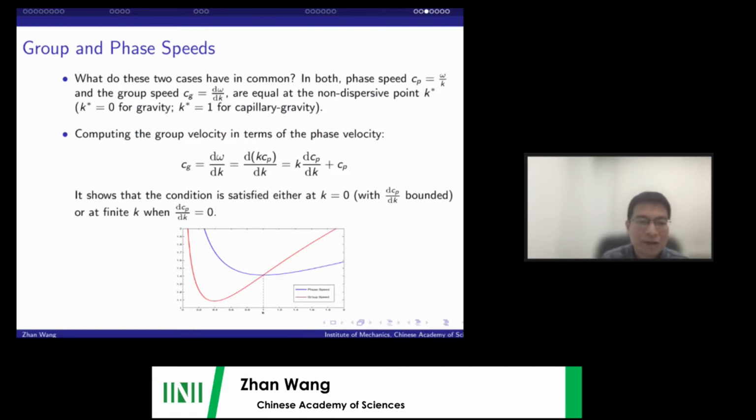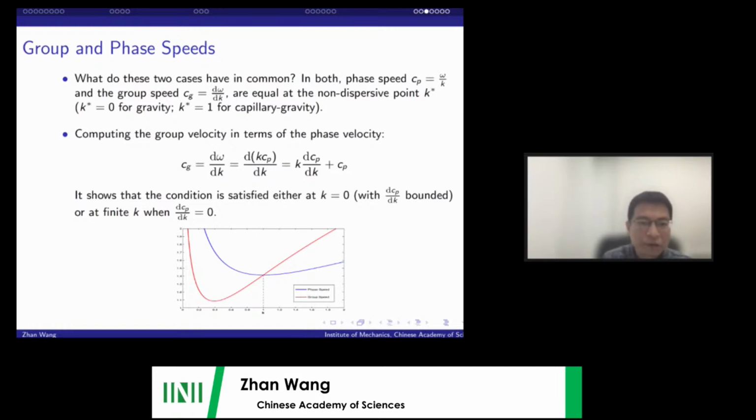What do these two cases have in common? At the non-dispersive point, omega equals ck. The phase velocity, the propagation speed of the wave crest, and the group velocity, which is the derivative, are equal by definition, because omega equals ck is just a proportion.